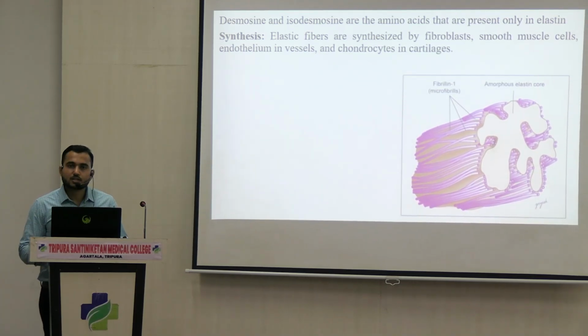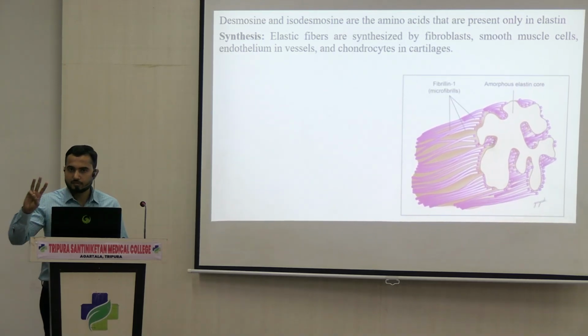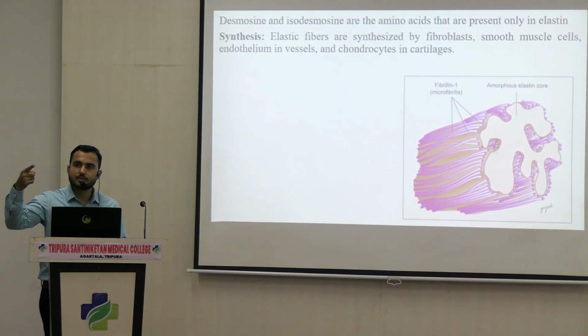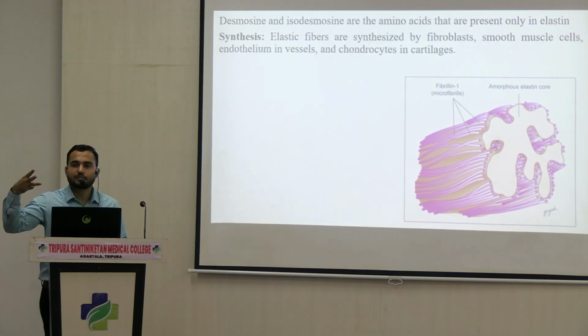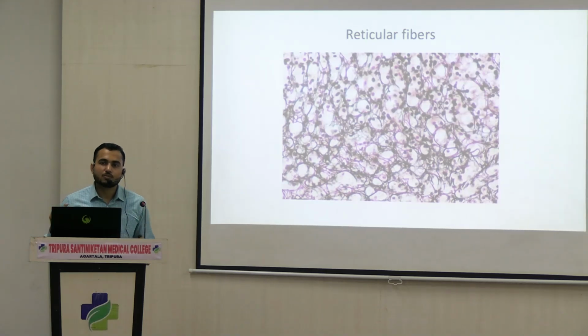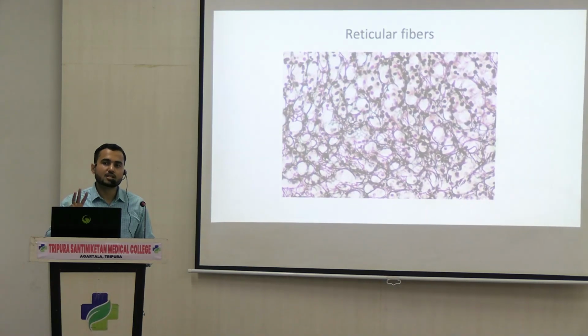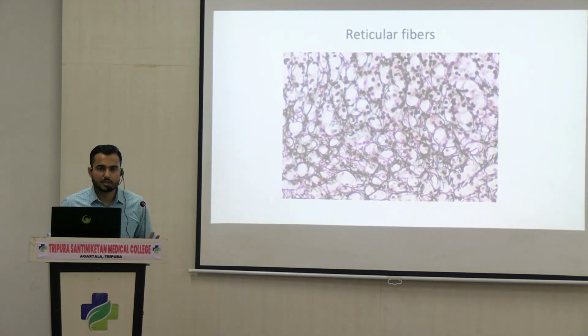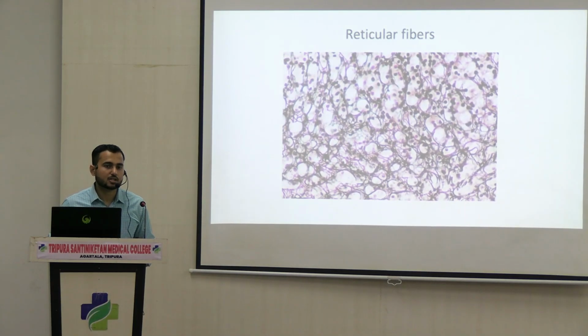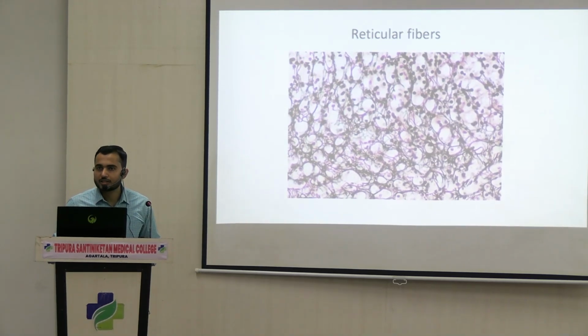Next, which fiber is left? Three types of fibers are there: collagen fibers, elastic fibers, and reticular fibers. Next, you can see this is the reticular fiber. If anyone asks you what reticular fiber is, this is nothing but type 3 collagen fibers. These are much thinner, and if you see the thickness, it is uneven.